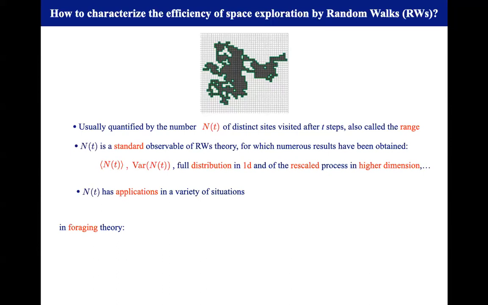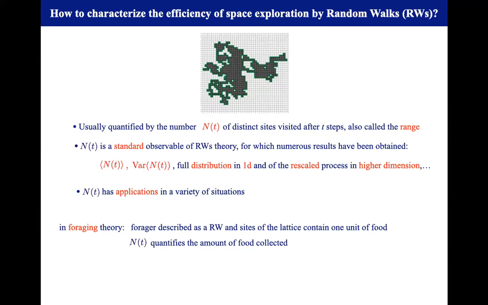At the macroscopic scale, one example is provided by so-called foraging theory. Here, you represent schematically a forager by a simple random walker, and you imagine that initially, all the sites of the lattice contain 1 unit of food. Each time the random walker meets a given unit of food, it is consumed. So finally, N of t quantifies the amount of food collected, and this is efficient to quantify the efficiency of the forager itself.